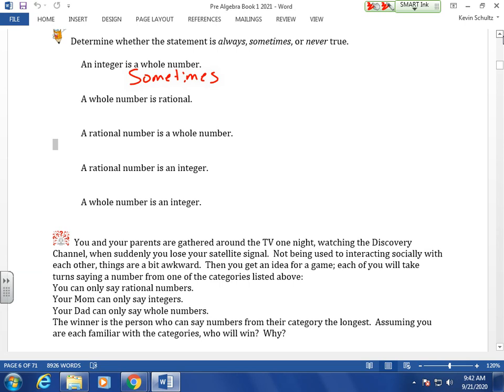Okay? Assuming you are each familiar with the categories, so you know what wholes are and integers are and rationals are, who's going to win the game and why? Who will be able to say numbers from their category the longest and win the game? We're not going to take answers on this one. We'll talk about it tomorrow. But if you have a question on it, I will take that.